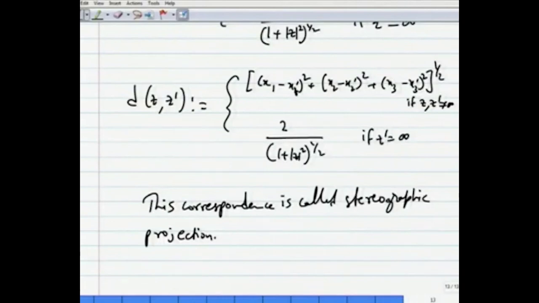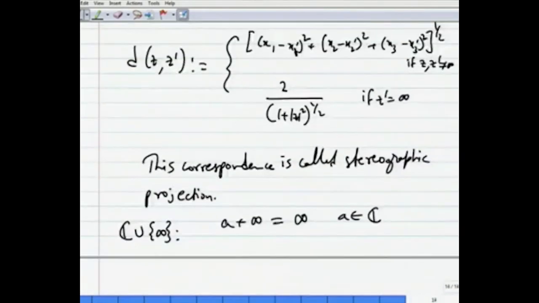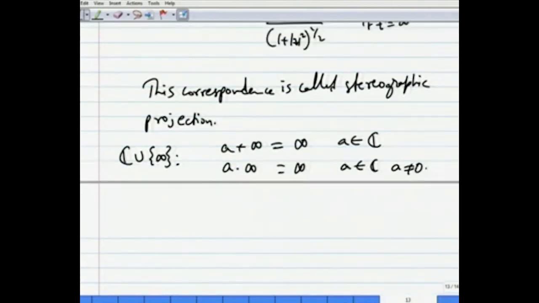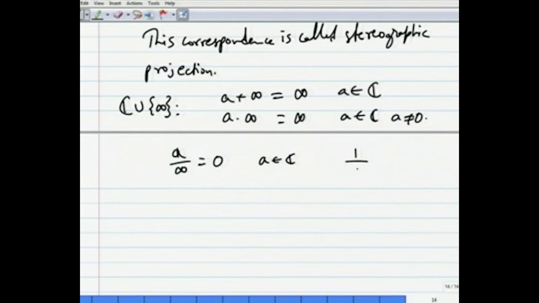And then in C union infinity, we have arithmetic as well. So, A plus infinity is equal to infinity for A belongs to C. And then A times infinity is infinity, A belongs to C, A not equal to 0. We do not define 0 times infinity. And then 1 by infinity is equal to 0, or A by infinity is equal to 0, A belongs to C, and then 1 by 0 or A by 0, A belongs to C is infinity. So, we have this additional arithmetic.